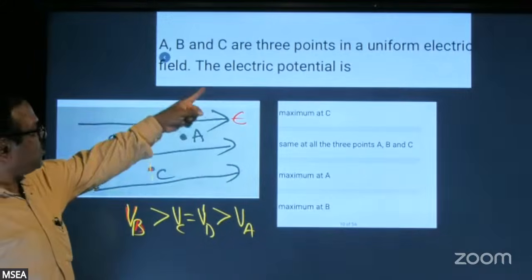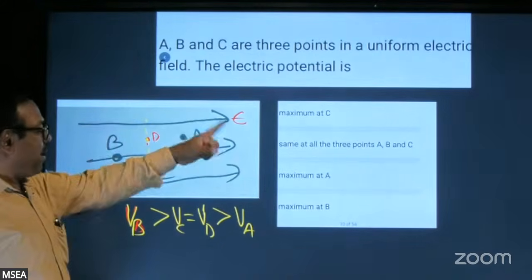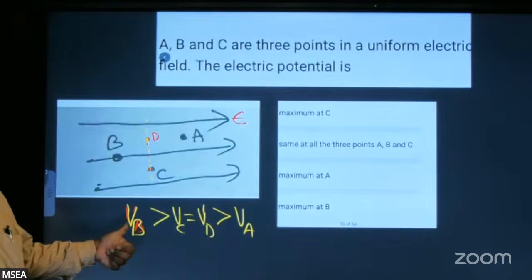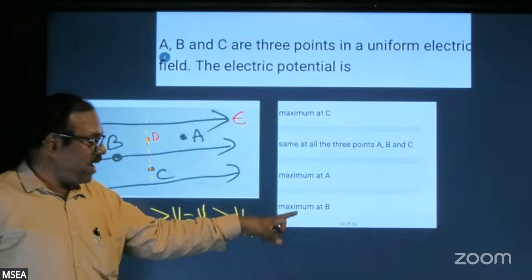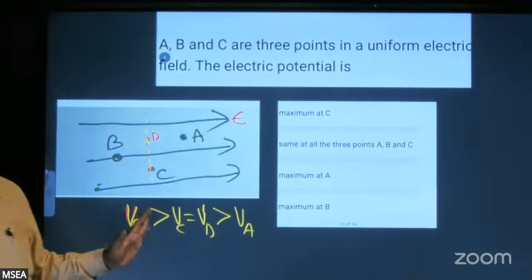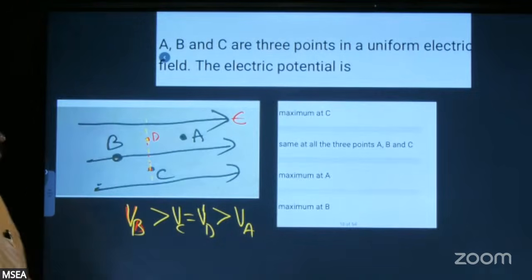So what is the question asking? The electric potential is maximum where? Maximum at B. Therefore, the correct answer is maximum at B. Okay, so you have to remember this, right?